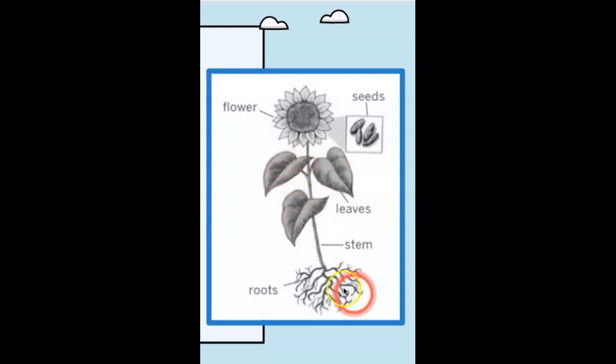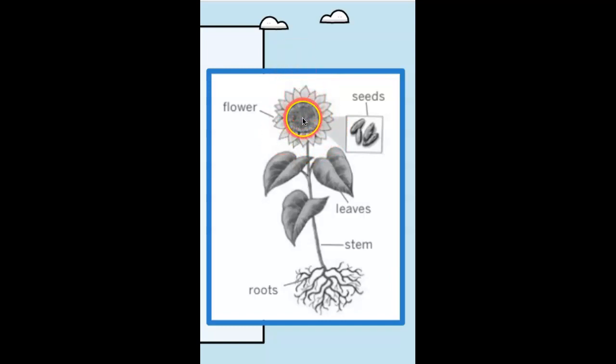At the end of the stem, if we go all the way up to the top, are flowers. Here is a flower here. Another name for the flower is the word blossom. We can call flowers blossoms as well. Say the word flower, and then say the word blossom. They mean the same thing. You can call them flowers or blossoms.